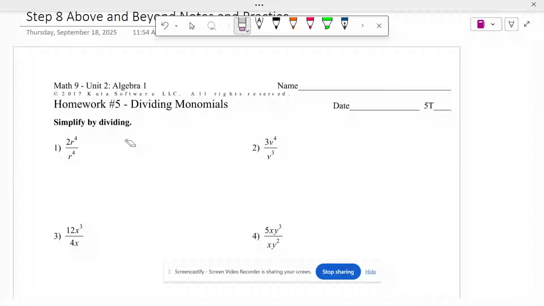Okay, ladies, this is step 8, above and beyond. Let me write this at the very top here. So for step 8, we had adding, subtracting, and multiplying polynomials. And so what we're going to do for above and beyond is start looking at how we divide using monomials.